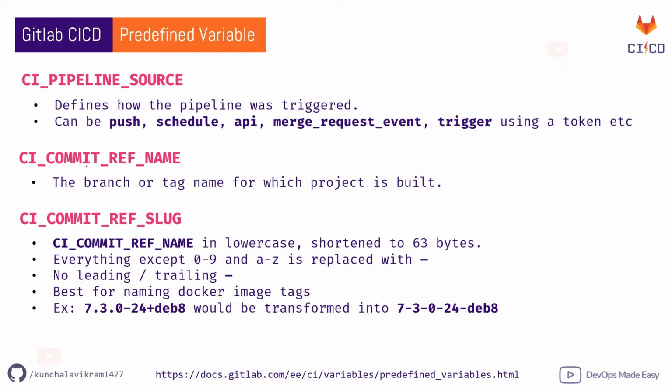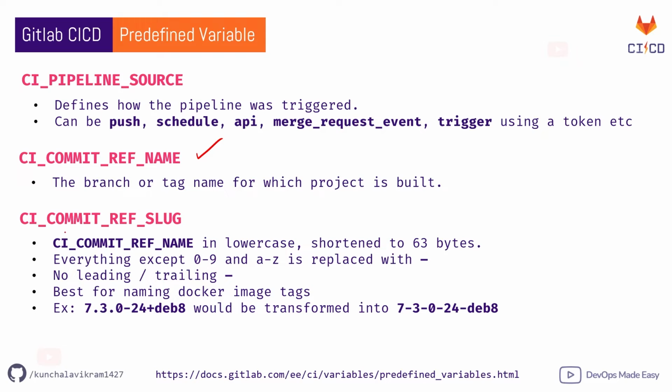And we also have CI_COMMIT_REF_NAME. This is the branch or the tag name for which the project is built. Let's say your project is building for the master branch, or whenever a tag is created. So this commit ref name will be either the branch name or the tag name.